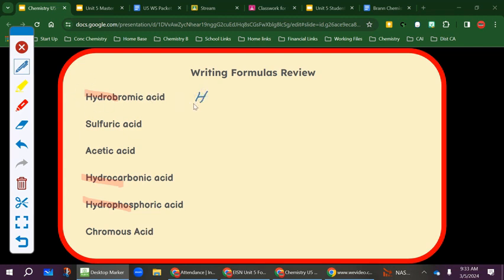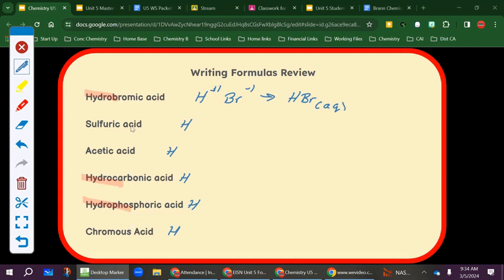All of these start out with hydrogen, every single one of them. The question is, what is the hydrogen with? Hydrobromic: hydrogen is with bromine. Bromine is a -1, hydrogen is a +1. Therefore, your formula is HBr, and it is aqueous. Do not forget the aqueous.